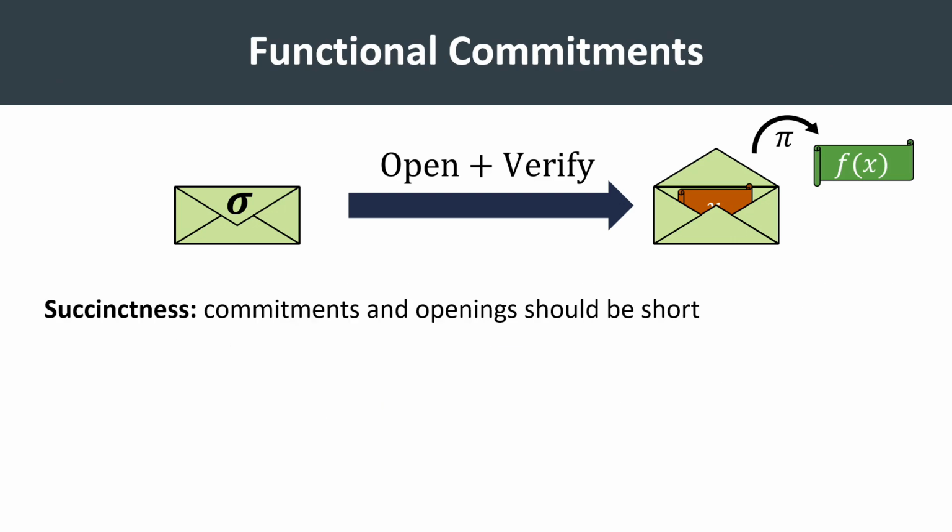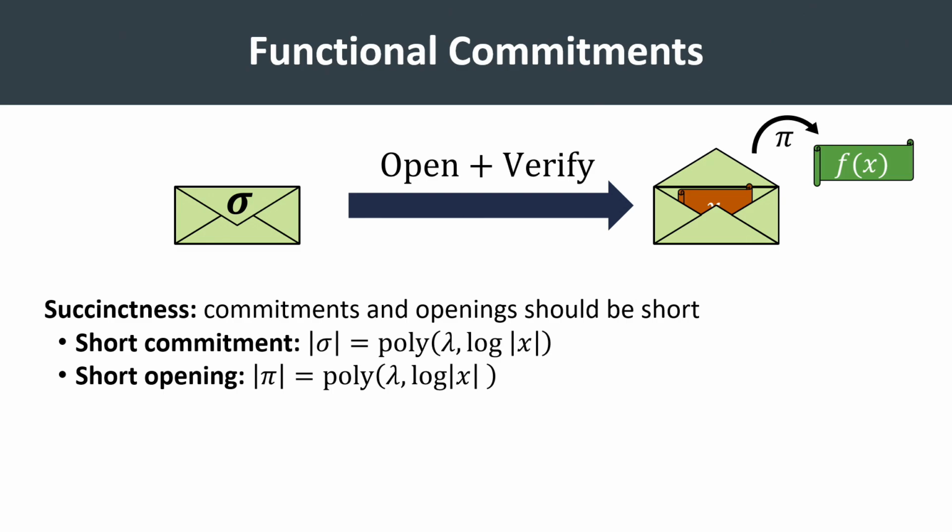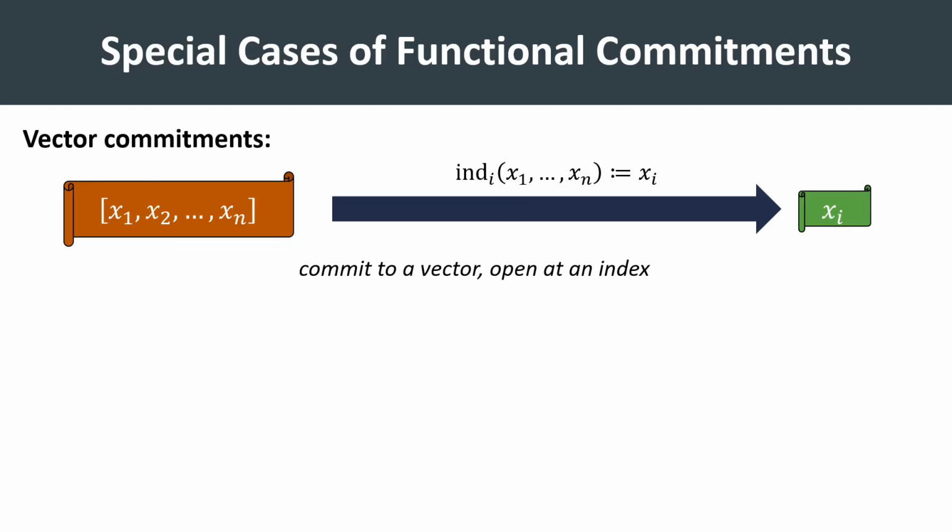And finally, we have an efficiency property, which requires that both the commitment as well as the opening should be short. And by short, what I mean is the size of the commitment should be polynomial only in the security parameter, and polylogarithmic in the length of the input. And likewise for the openings. So this should hold even if I'm opening to a very long value, the size of the opening should be only polynomial in the security parameter and polylogarithmic in the length of the input.